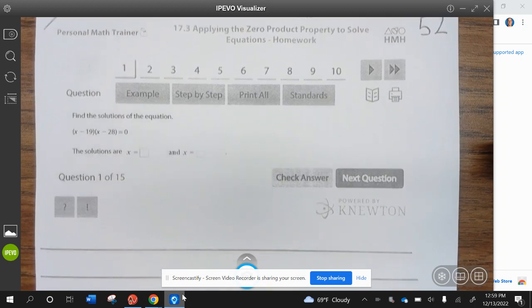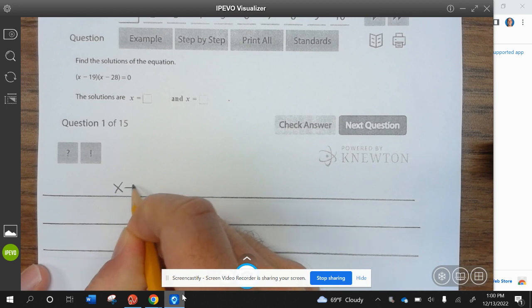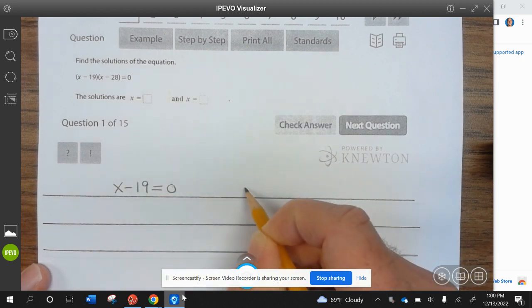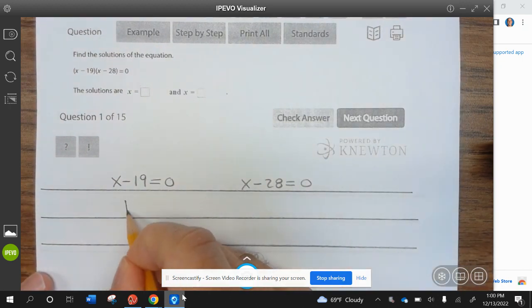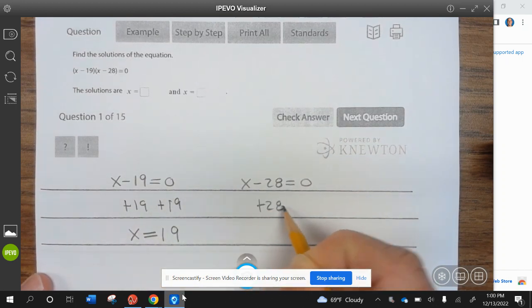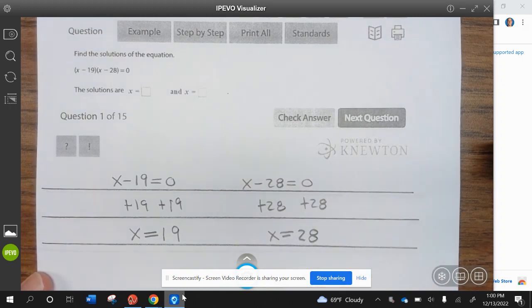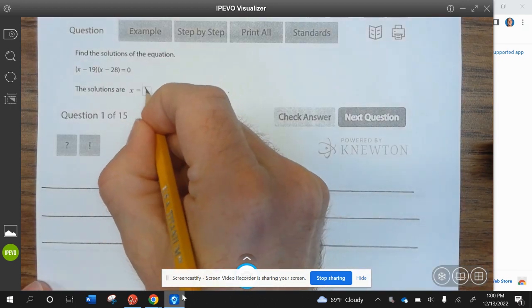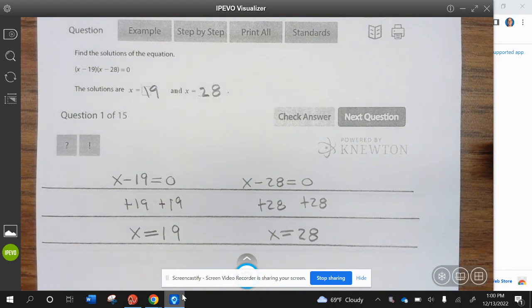Okay, let's take a look at example 1. Find the solutions of the equation. So to do this, you set each of them equal to 0. So you add 19 to both sides. X equals 19. Add 28 to both sides. X equals 28. So the solutions are x equals 19 and 28. Go ahead and finish up example 1.